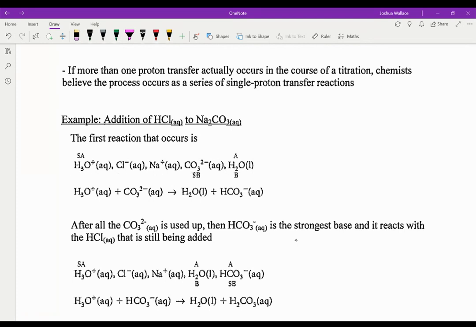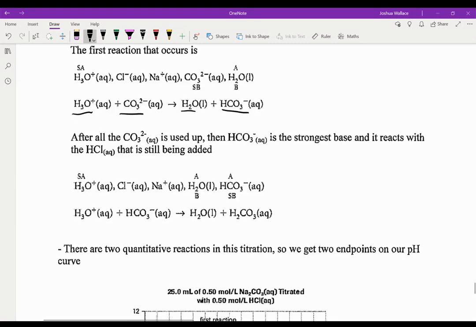What will react is we'll have our hydronium ion react with CO3 2 minus to produce water and HCO3 minus. Then after all the CO3 2 minus is used up, HCO3 minus is the strongest base and it reacts with the HCl that is still being added. So if you continue adding this HCl, we're going to have this reaction proceed, which is the HCO3 minus reacting again to produce water and H2CO3.